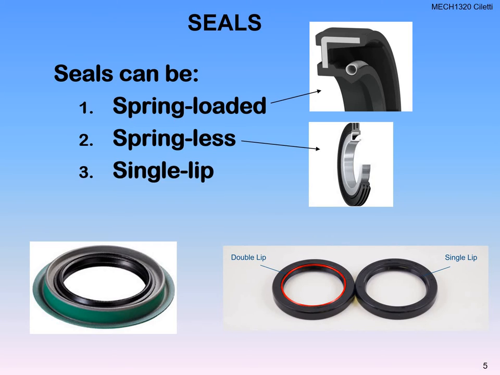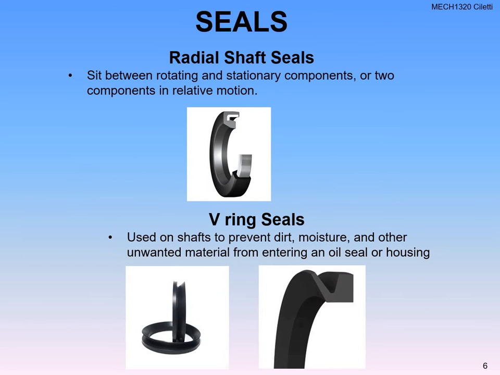Springless seals. We can have single lip seals. In the bottom right-hand corner picture, we have a double lip, and then we have a single lip on the seals. The multi-lip, you might see one of these if you ever replace a toilet in your house. There's a seal between the toilet and your floor, because obviously you don't want any of that stuff to ever come back up, and you want it to stay airtight so you don't smell it as well.